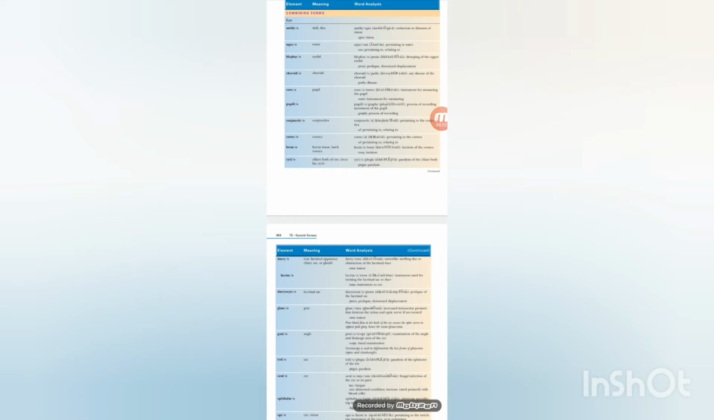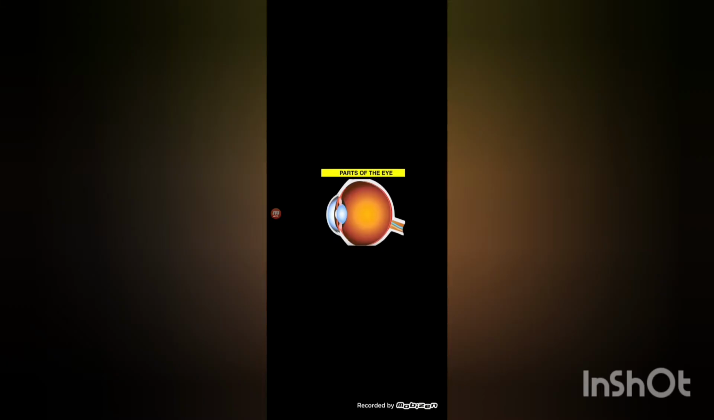سايكلو اللي هو ciliary body of the eye أو circular أو cycle. نقول cycloplegia, paralysis of the ciliary body.